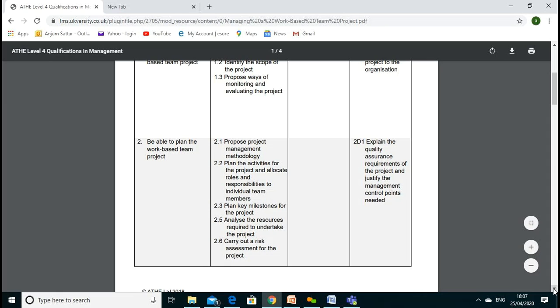Lesson 2: we were able to plan a work-based team project, and we discussed proposing the project management methodologies. We discussed different methodologies we can use to make the project successful. Plan the activities. We discussed different roles and responsibilities in a team, how we can set them, the importance of team building, and the functional team, matrix team, and different sorts of teams.